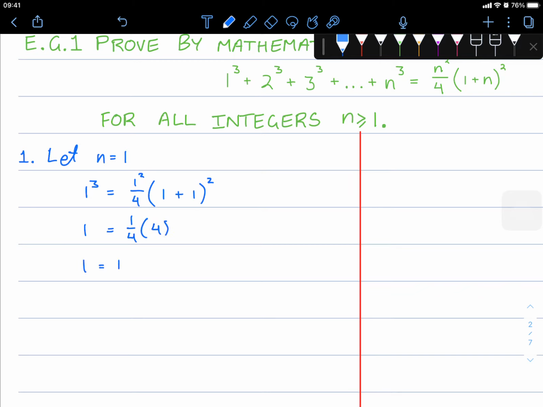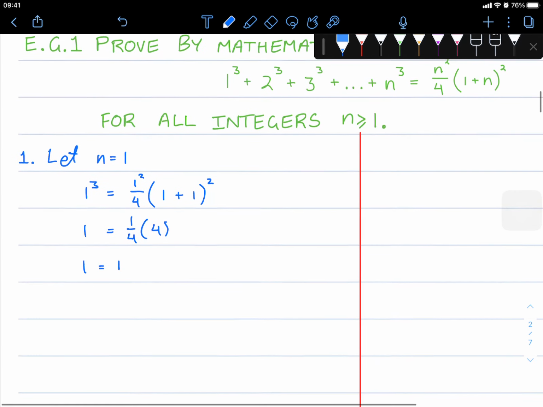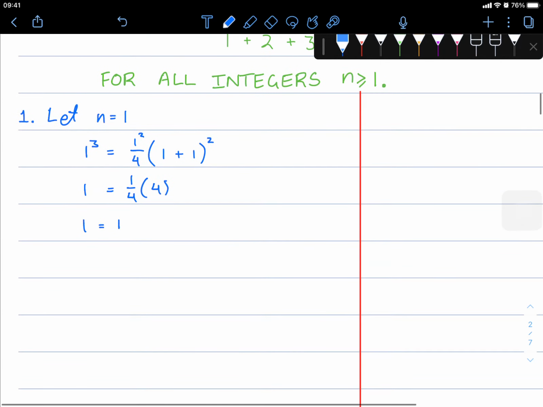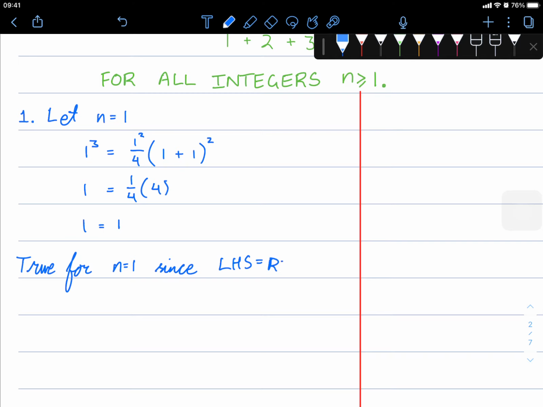1 equals 1. At this stage, you can already do a few skips, right? And so we stop there. So then now you can say true for n equals 1 since left hand side equals the right hand side.